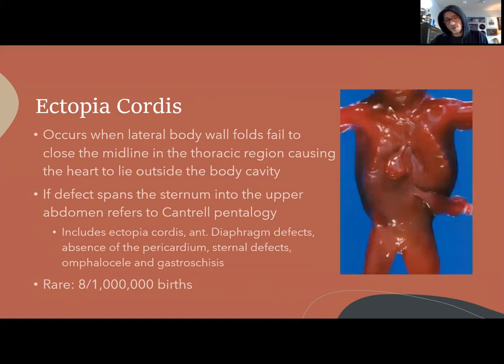So ectopia cordis, which is the first ventral wall defect we're going to talk about, is when the lateral body wall fails to close at the midline in the thoracic region, which can cause the heart to lie outside of the body cavity. If the defect spans the sternum into the upper abdominal region, it's referred to as the Cantrell pentalogy, which is going to include ectopia cordis, anterior diaphragm defects, the absence of a pericardium, sternal defects, and omphalocele and gastroschisis all associated with it.